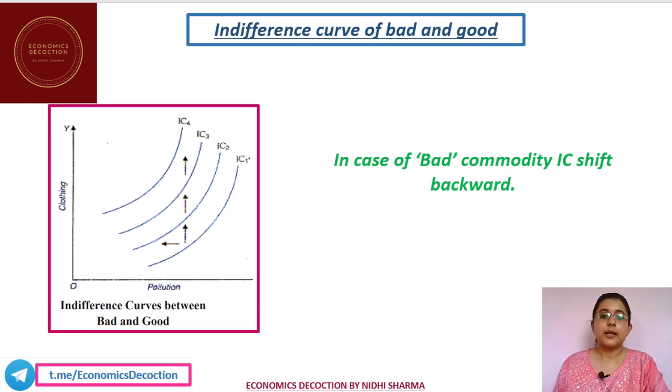So we can see here was IC1 and it has shifted backward and it shifted to IC2. Further, it shifted backwards and went to IC3, and the process continues of backward shifting because pollution is a bad good. So that's the reason why for a bad commodity the IC shifts backward, because we reduce the consumption of a bad good. That's the reason why the IC shifts backward.